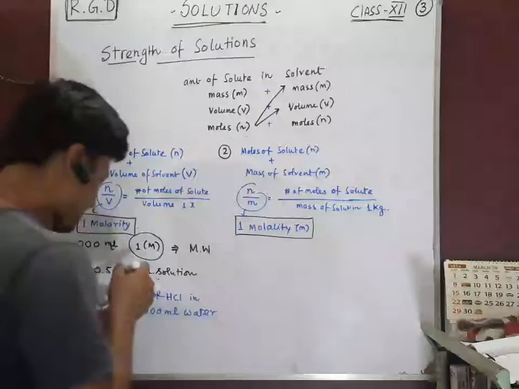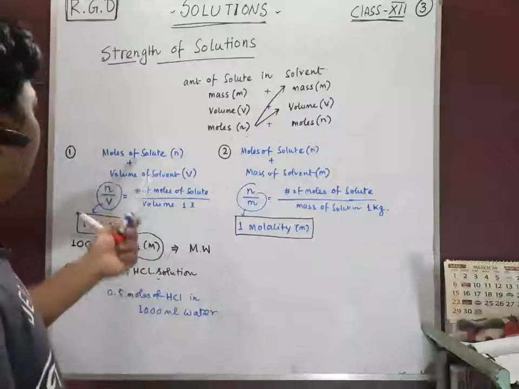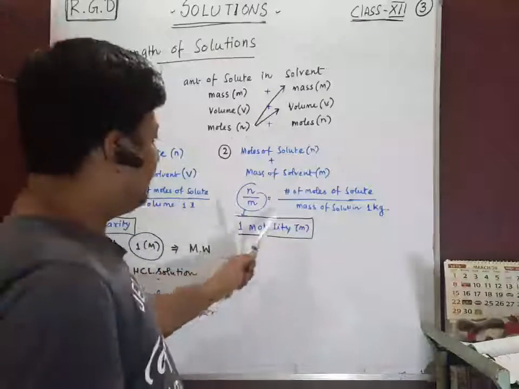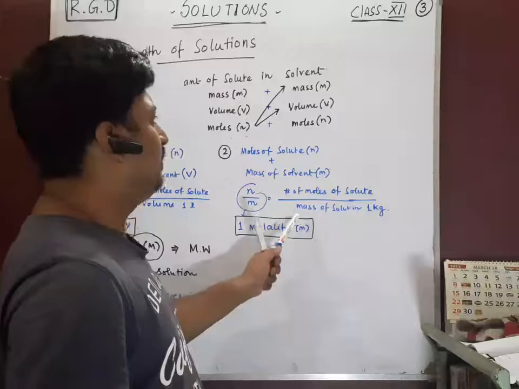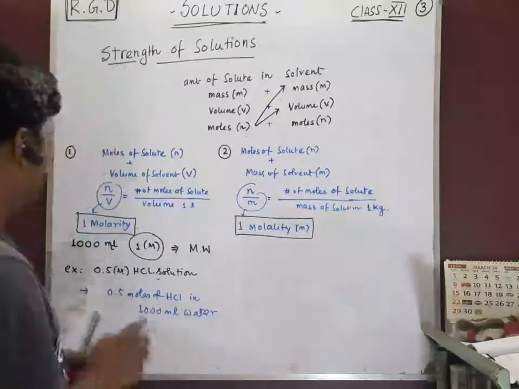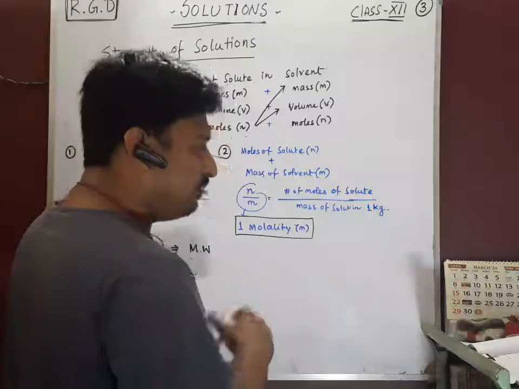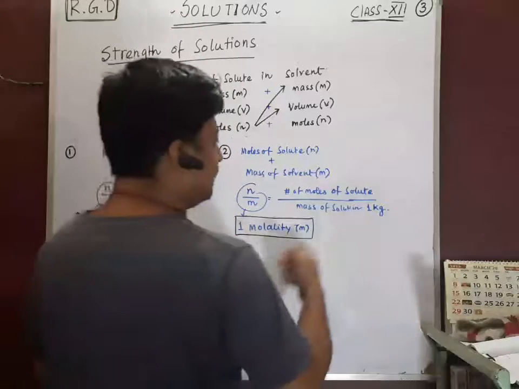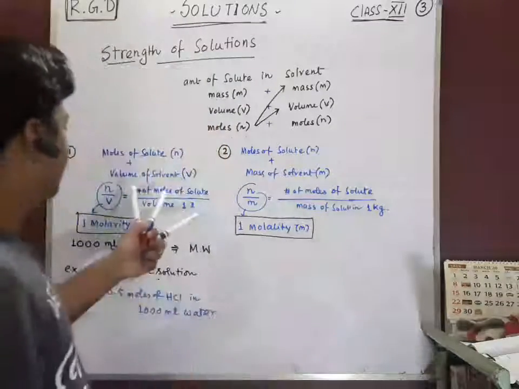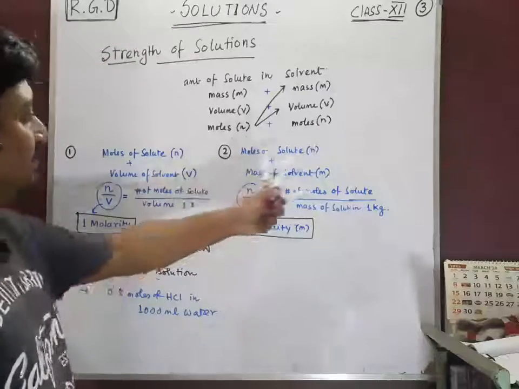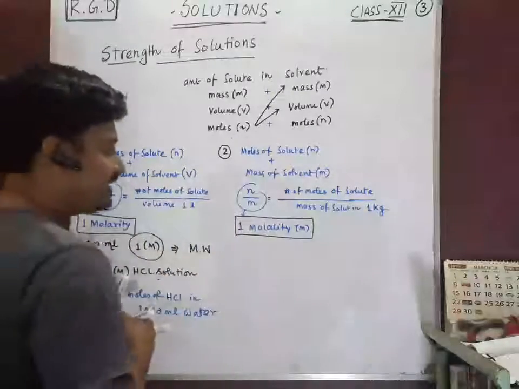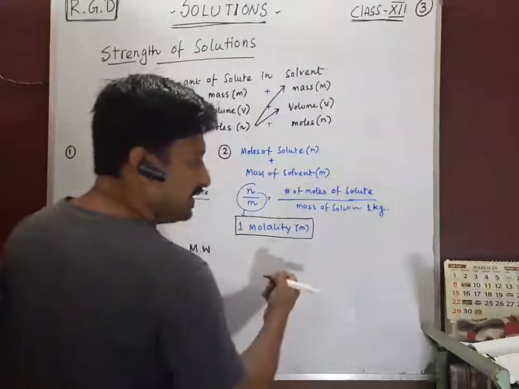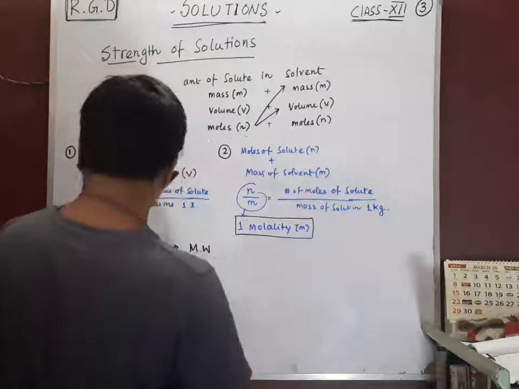Very carefully think about this. For molarity, we are taking moles by volume. For molality, we are taking moles by mass. Okay, that means molality, what is the unit? The unit is basically moles per kg. This is moles per liter and this is moles per kg. Very simple.